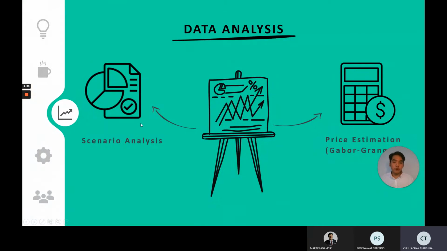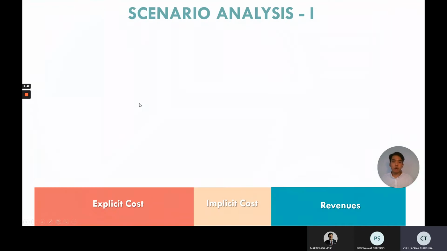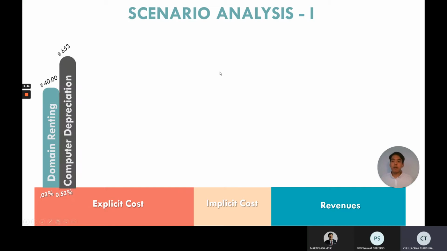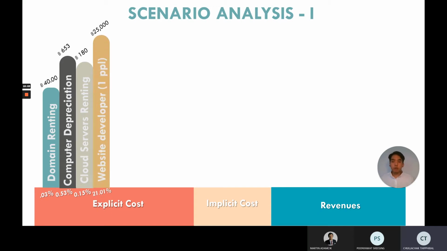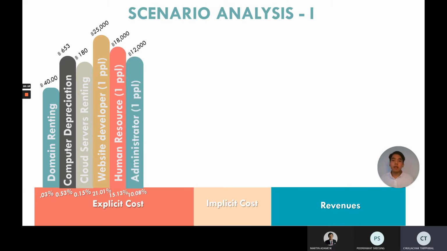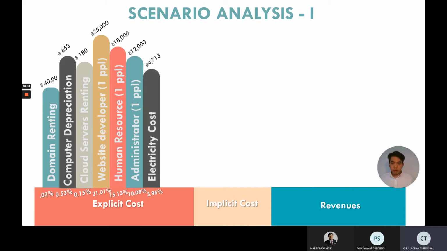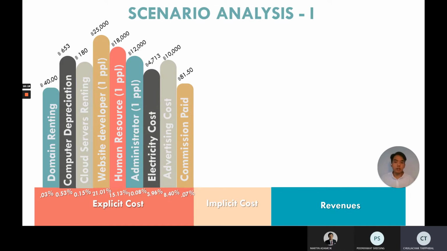So let's move on to the scenario analysis, which is a part that I have done to show my cost of doing business. As I learned business online, the first thing that comes to mind is the domain renting. Of course, I need to have a domain, which is .com in this case, 40 baht, and the computer depreciation for my staff, and the cloud service renting. Also a website developer, 1 person, human resource, 1 person, and administrator, 1 person. This also includes the electricity cost, the advertising cost, and the commission paid to the freelancers who come to work with me.